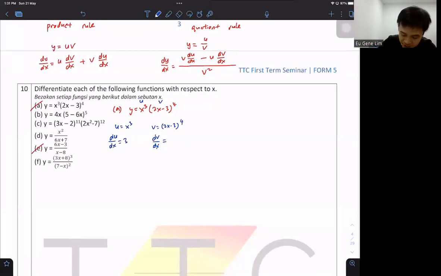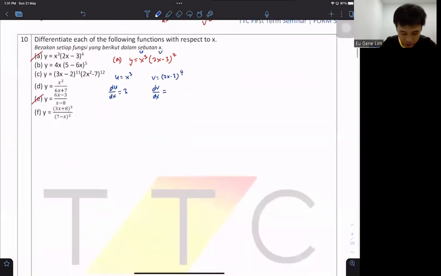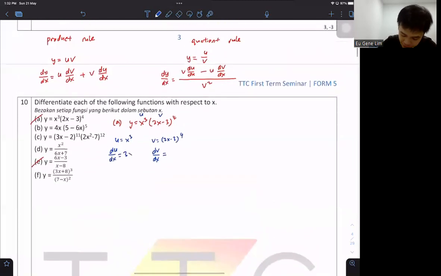du/dx is 3x squared. Okay, I understand. Then v also differentiate. But then v you have to differentiate using chain rule, okay? Because it is power 4, right? The power is very big, so you have to use chain rule. So power times in front, then power minus 1, then put one more bracket, differentiate the inside, right? Differentiate the inside is 2. Then 4 times 2 is 8.